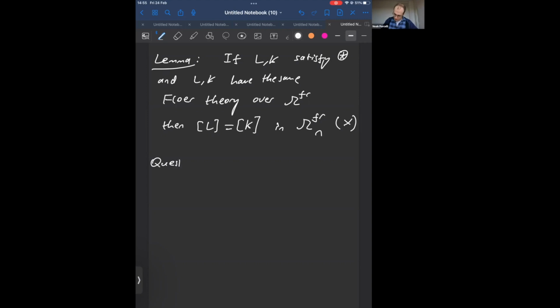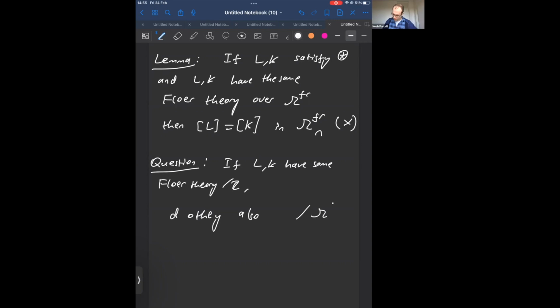But this does beg the question: if L and K have the same Floer theory over Z, then do they also have the same Floer theory over the frame bordism ring? Because the theorem that we wanted was that if L and K had the same Floer theory over Z, then something about their frame bordism class. The answer, unfortunately, is no. So this fails.